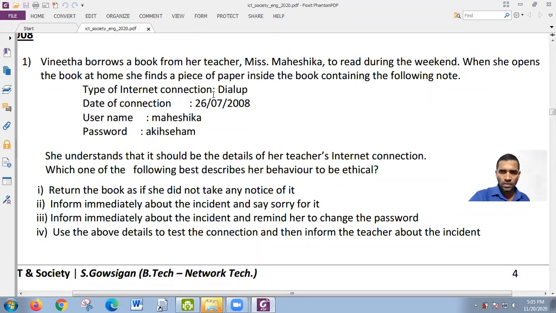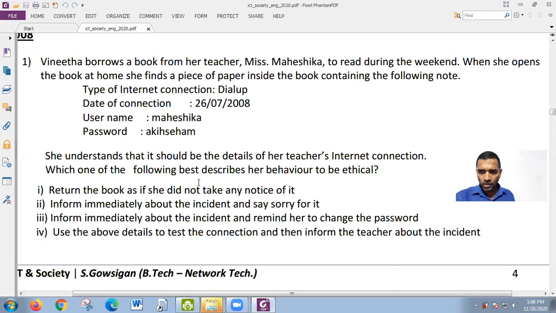Type of internet connection, dial-up. Date of connection 26/7/2008. Username Makeshiga. Password Agish Shagam, right? She understands that it should be the details of her teacher's internet connection. So once Vinida opens the piece of paper and reads this information, she understands that these are the login details of the teacher's internet connection.